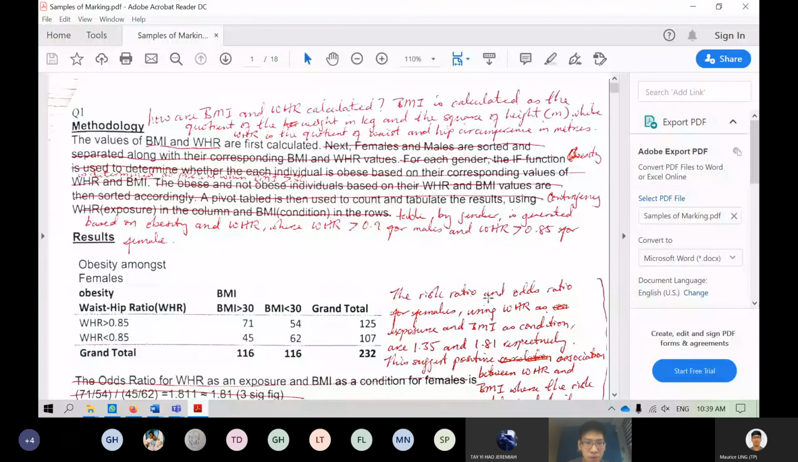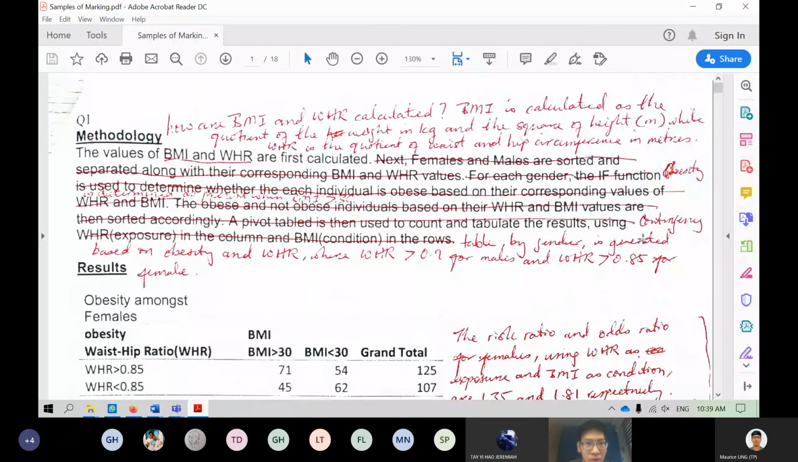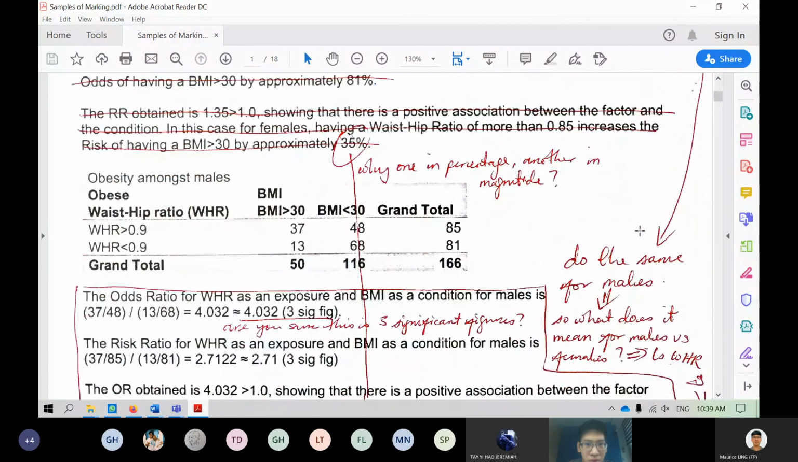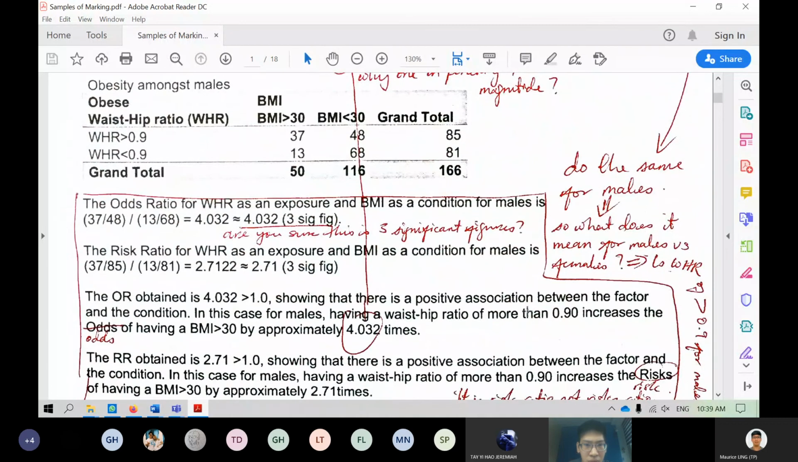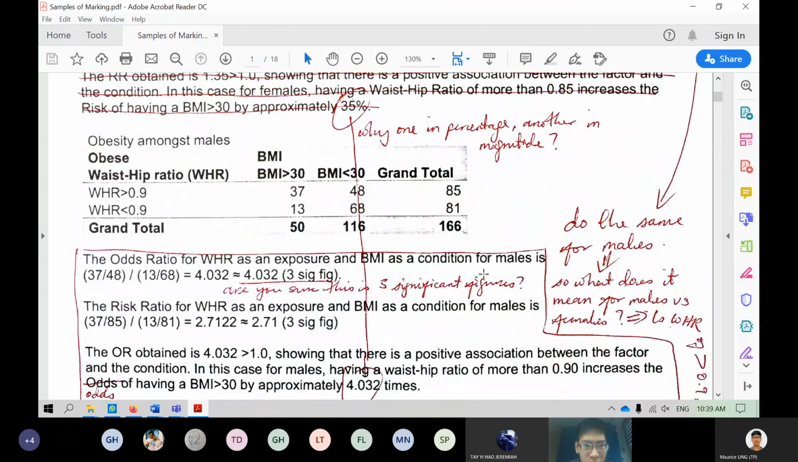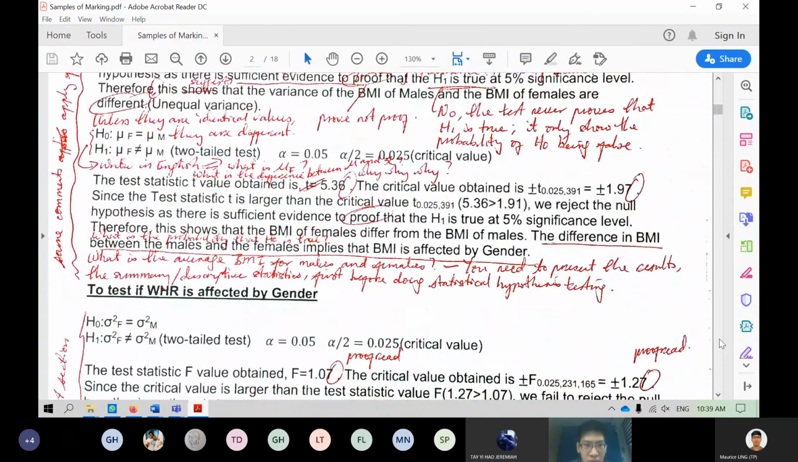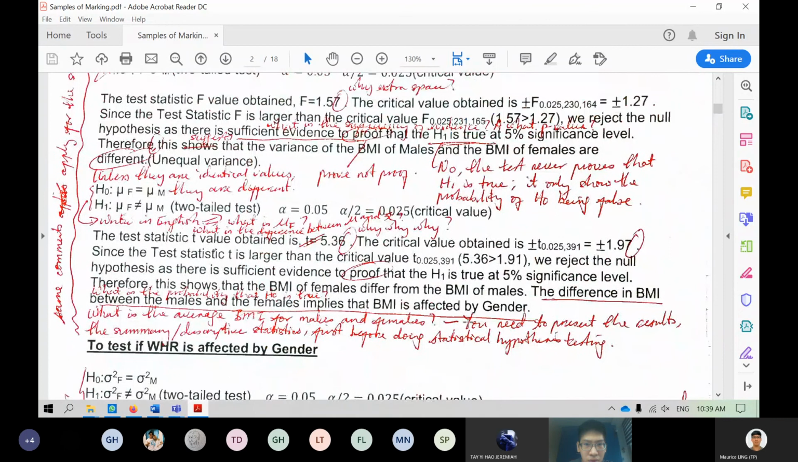Really, this is how I will mark your report. I do not want to go all the way back and look at what your null hypothesis is. It is really, really irritating. You have to write it out clearly.